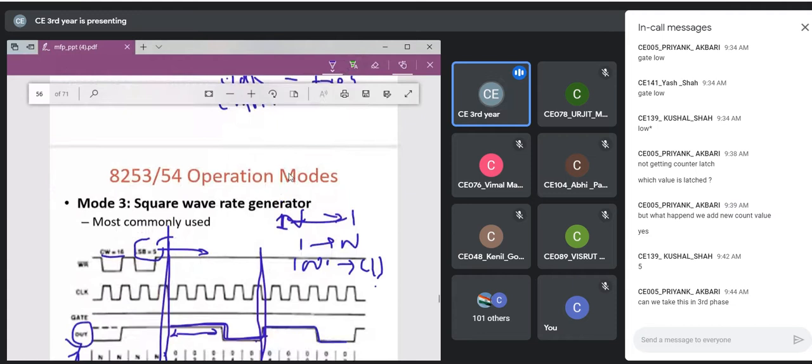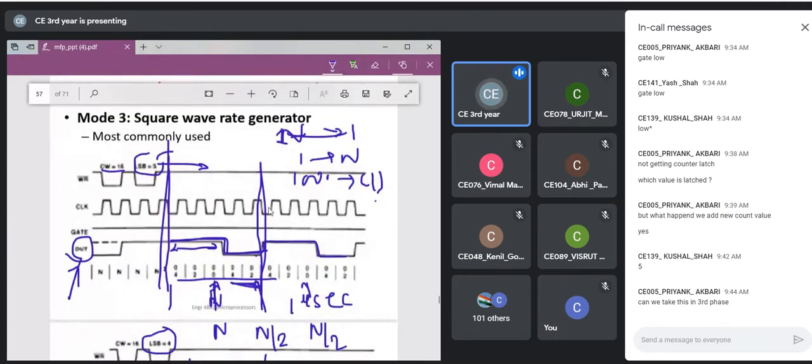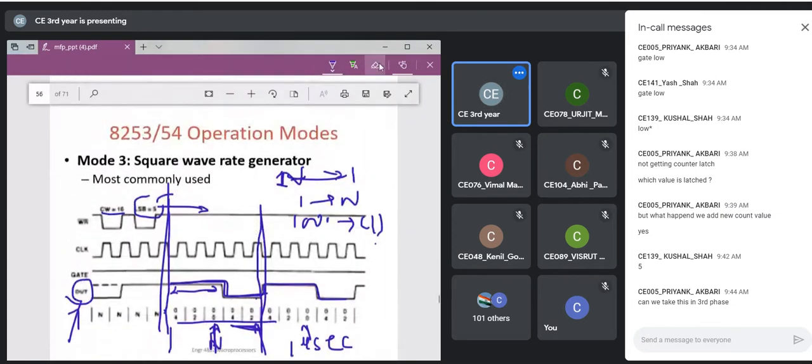Okay, so what I am telling you is, forget about this. Let us have one equation, and from that equation you will understand it better. What is that? Clock frequency divided by count is your signal frequency.